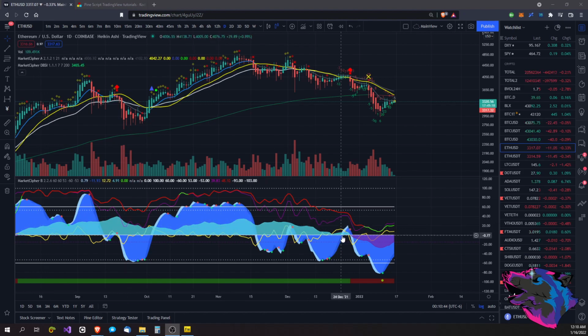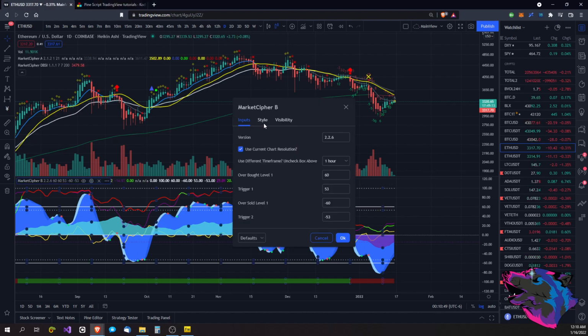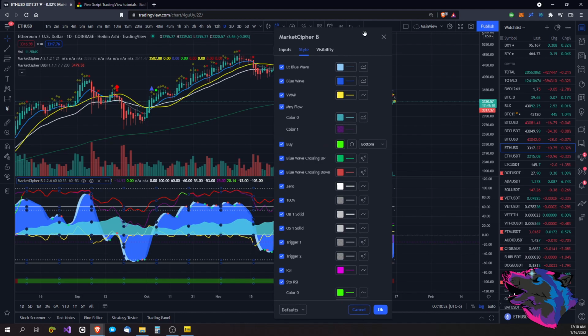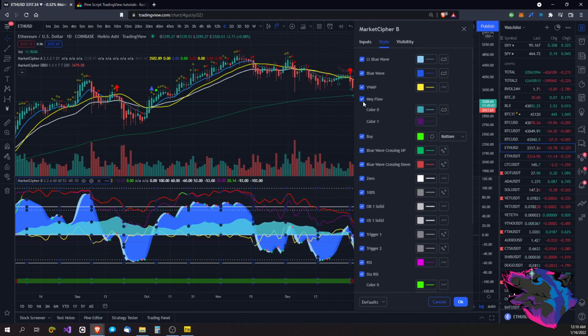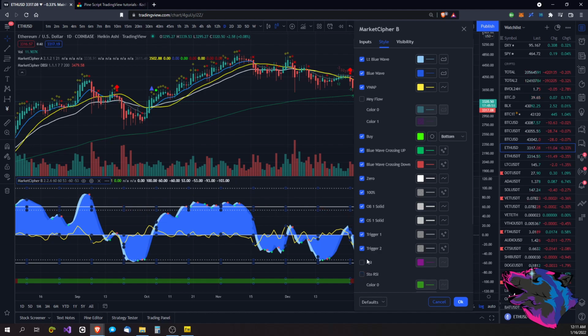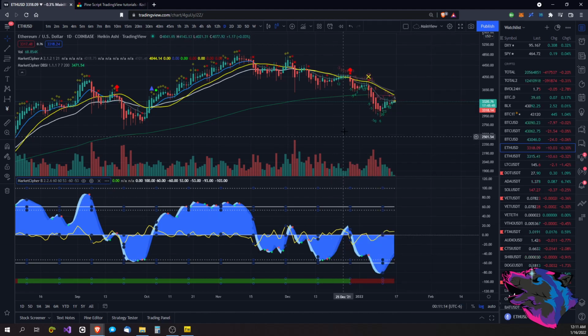Obviously, we have our nice big money flow waves, but for right now, I'm going to turn off what do we got here? I'll leave that. I'm going to take off our RSIs and our money flow just for now, so that way we can really focus on the VWAP and the momentum waves for this specific video.